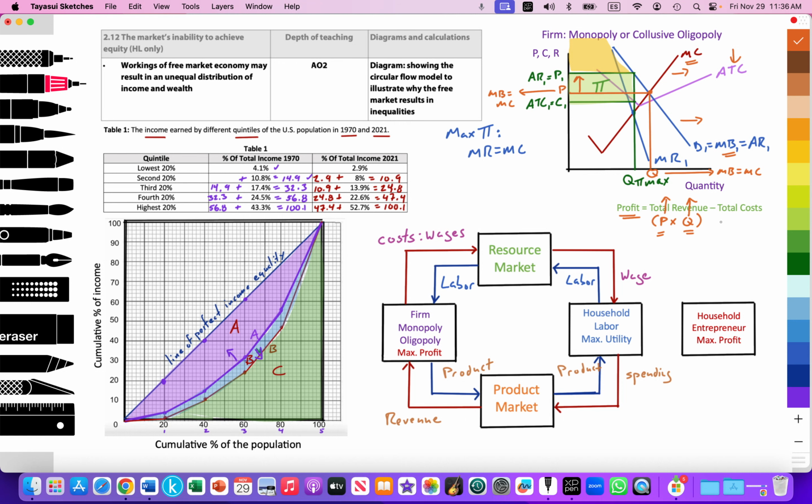And what about total costs? Total costs are your fixed costs plus your variable costs. And your variable cost includes wages. So what is the entrepreneur going to do if they want to maximize profit?